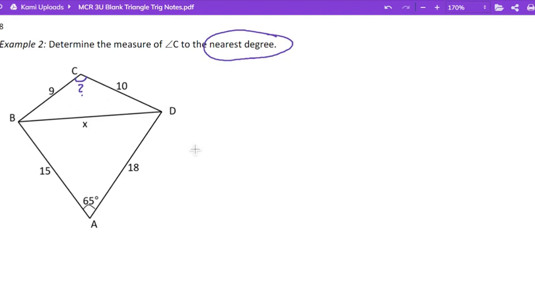Do I have enough information? How many pieces of information do I have in triangle CBD? 2. Is that enough to solve the triangle? No. Look at triangle BAD. Do I have enough? Yeah. Isn't that so bad? I said bad. All right. Let's work in triangle BAD. Now watch this. This is how I communicate what I'm working in. I'm working in triangle BAD.